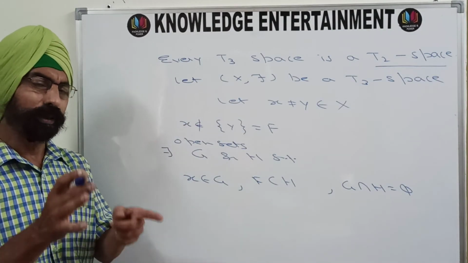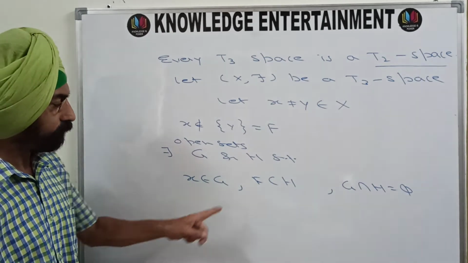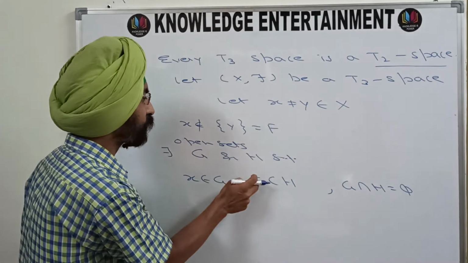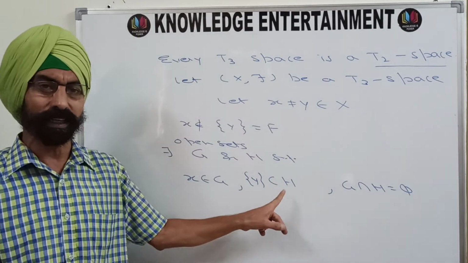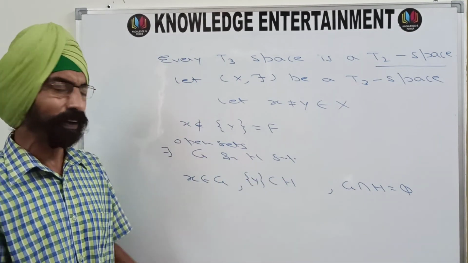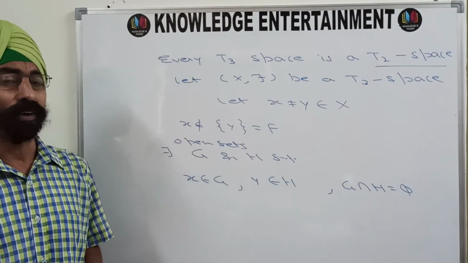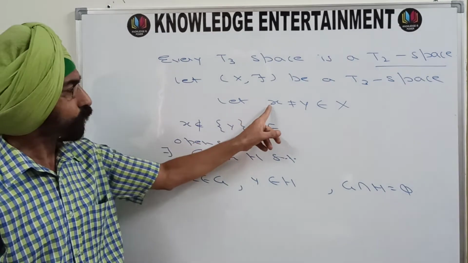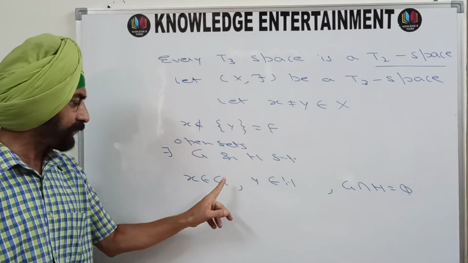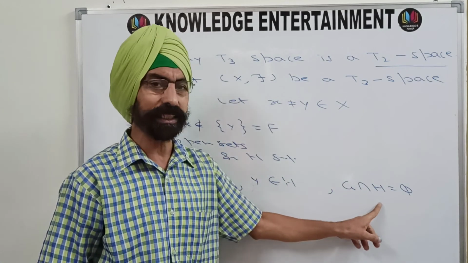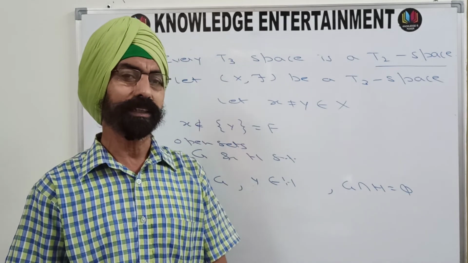Now I think you must have understood we are very close to the conclusion of the theorem. F is a subset of H. What is F? F is the singleton set {y}. The singleton set {y} is a subset of H, which means y belongs to H. Where did you start from? You started from two distinct points x and y, and now you have obtained two open sets G and H such that G contains x, H contains y, and their intersection is phi. That means the sets are disjoint, and this makes the topological space T2.